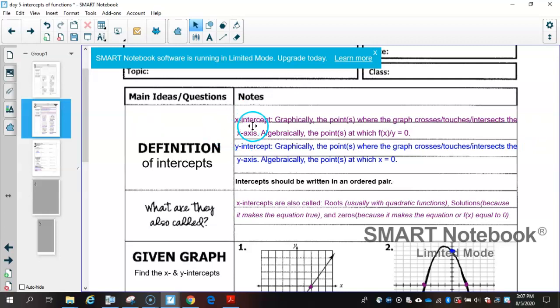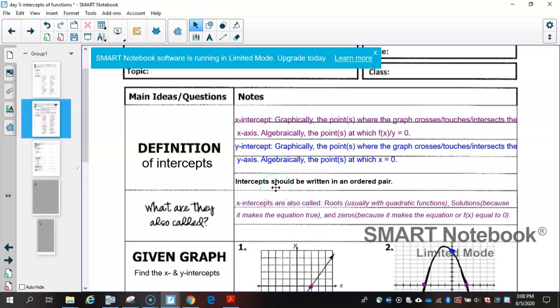Right? So X-intercept graphically, the definition is the point where the graph crosses, touches, or intersects the x-axis, and then algebraically is the point at which y, or f of x, the function, equals 0. And then your y-intercept graphically is the point where the graph crosses, touches, or intersects the y-axis, and then algebraically it's the point at which x equals 0. So those are kind of switched.